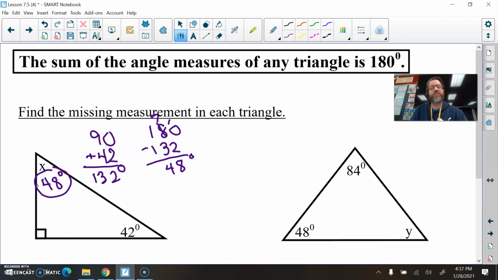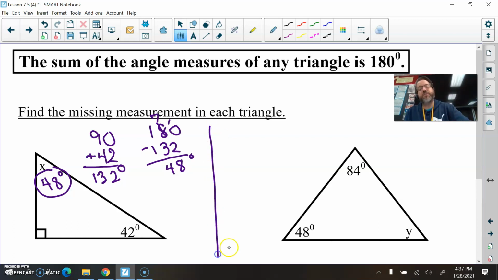Sometimes people will say, well, Mr. Wyatt, I did it another way. I started at 180, and using a calculator, I went minus 42 equals, and then I went minus 90 equals, and I still got 48 degrees. Can I do that? Well, yes, you can do that too. It works very well.